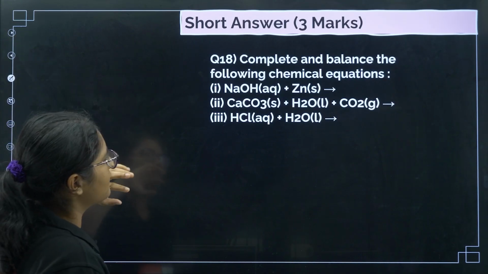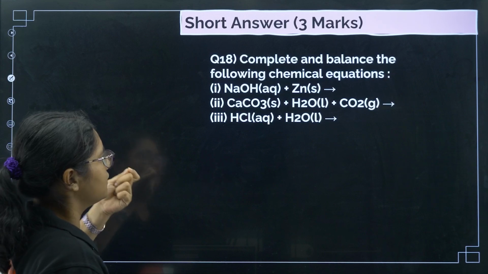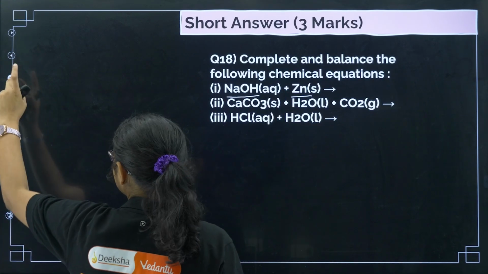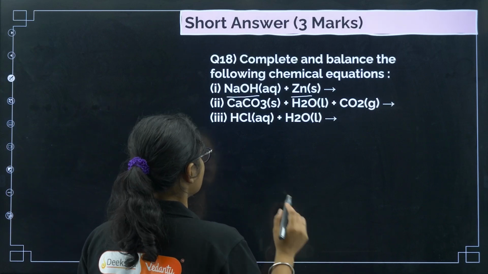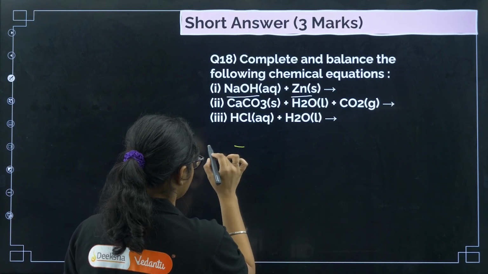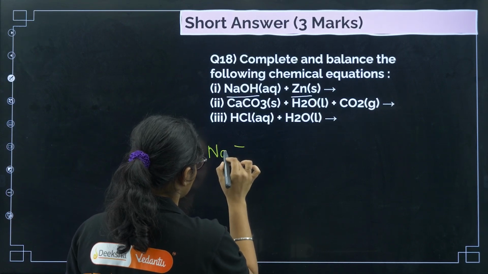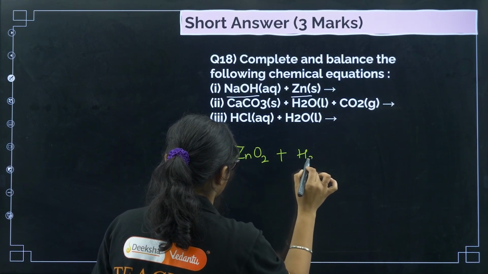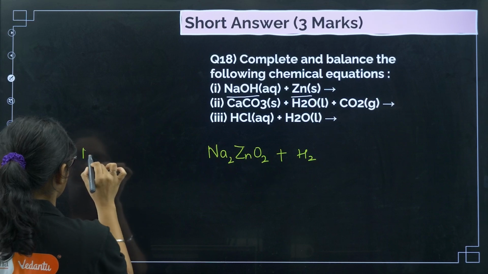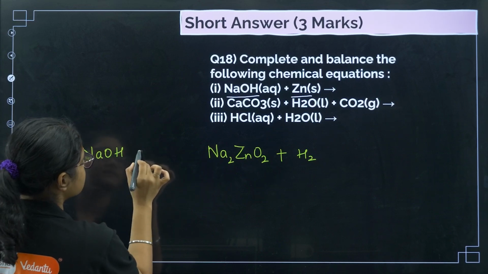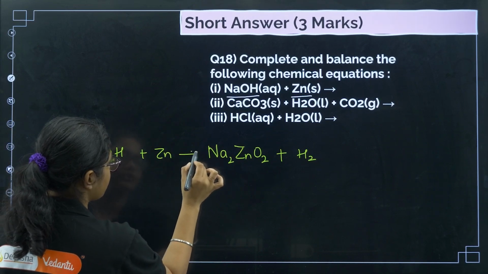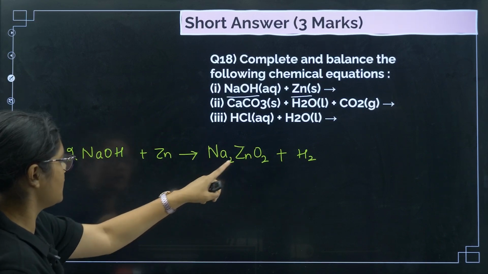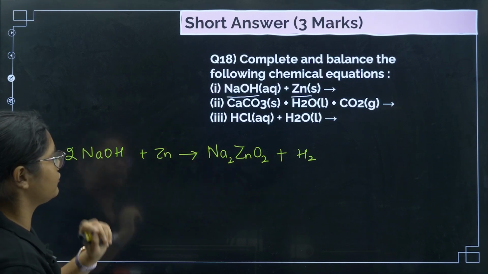Next 3 marks, complete and balance the following reaction. So first one, this is the reaction of base with metal. We have seen this reaction. So base with metal will give you salt plus hydrogen gas, right? So it is Na2ZnO2, that is sodium zincate, plus hydrogen gas, the first one, right? So we have NaOH plus zinc. Now if I want to balance, here it will become 2Na, here it is 2Na, 1Zn, 1Zn, 2 oxygen, 2 oxygen, 2 hydrogen, 2 hydrogen.